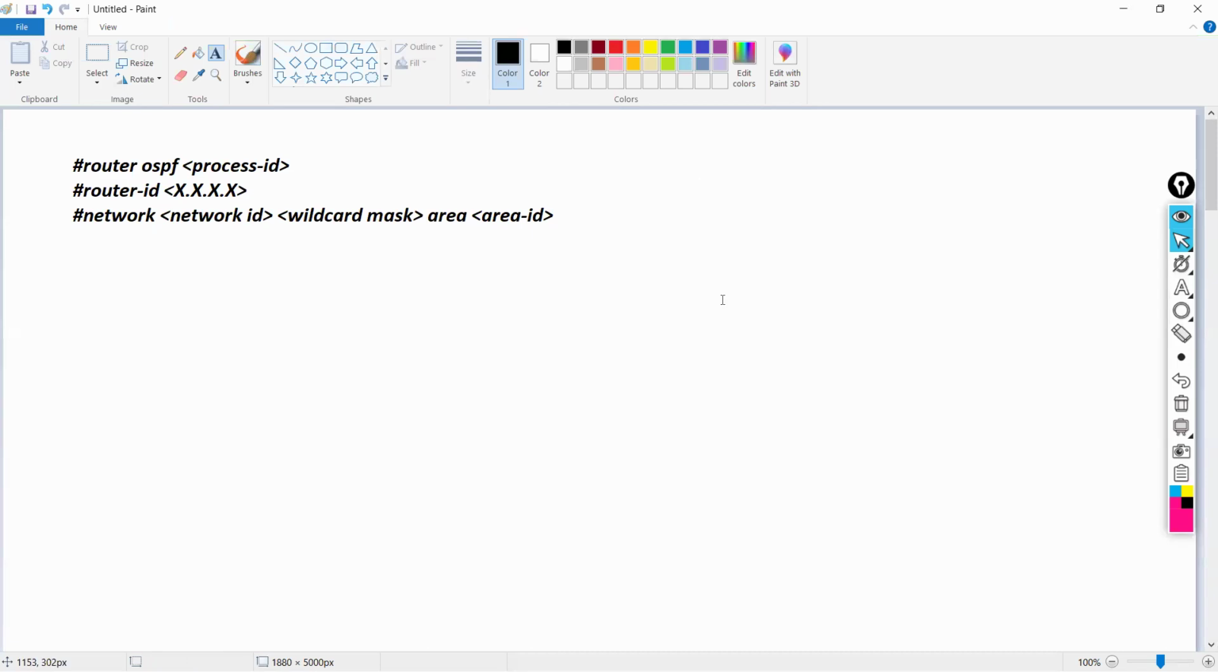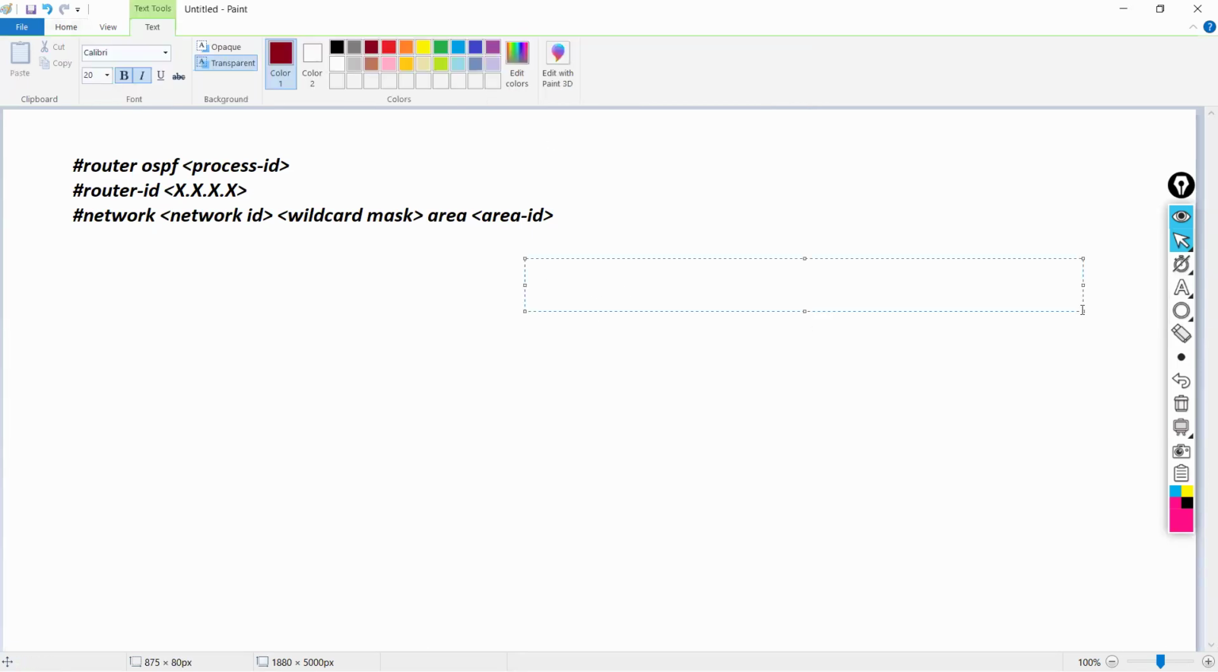Now what is wildcard? Wildcard mask is equal to 4 times 255 minus your subnet mask. Just subtract your subnet mask from 4 times 255. That will be what? Your wildcard mask.